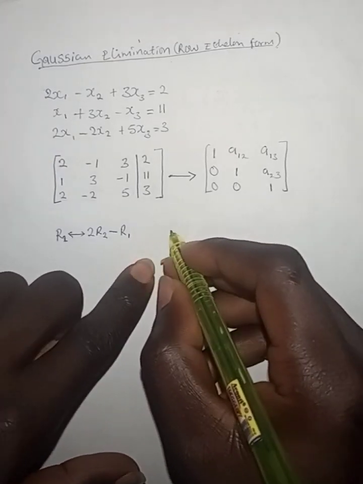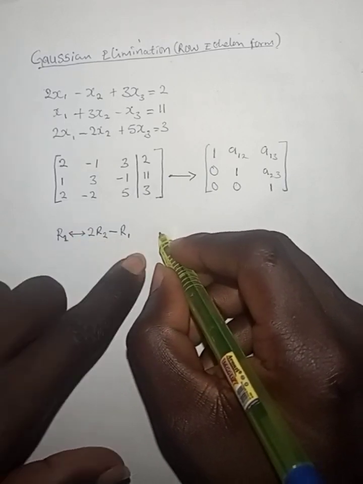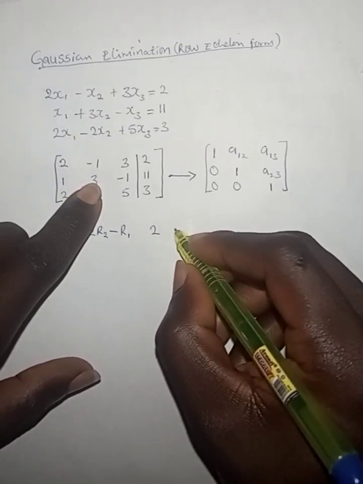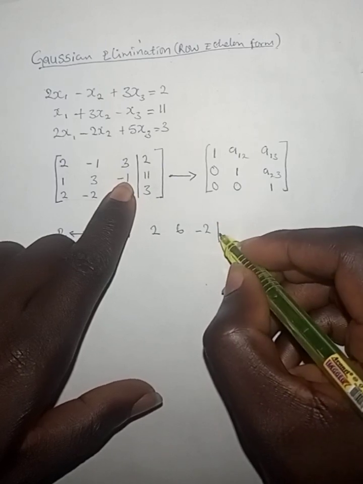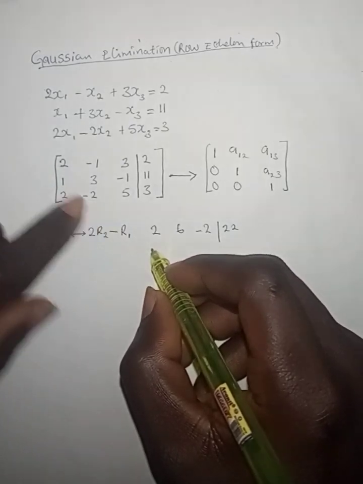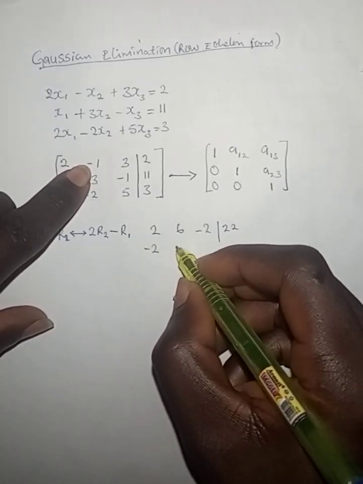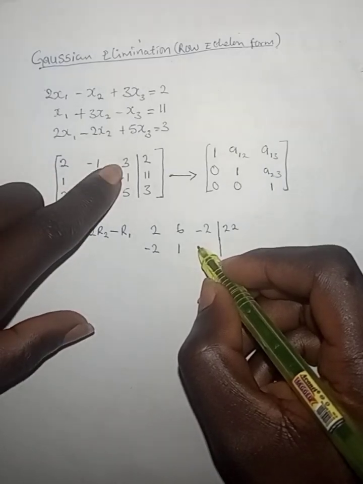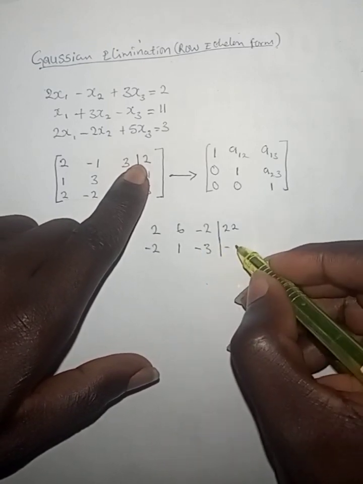So by the time we're done, we'll have it to be 0. So row 2 will be 2 times 1 is 2, 2 times 3 is 6, 2 times minus 1 is minus 2, and 2 times 11 is 22. Row 1 times minus 1 will have 2 minus 1, which is minus 2. Minus 1 times minus 1 is plus 1. Minus 1 times 3 is minus 3. Minus 1 times 2 is minus 2.